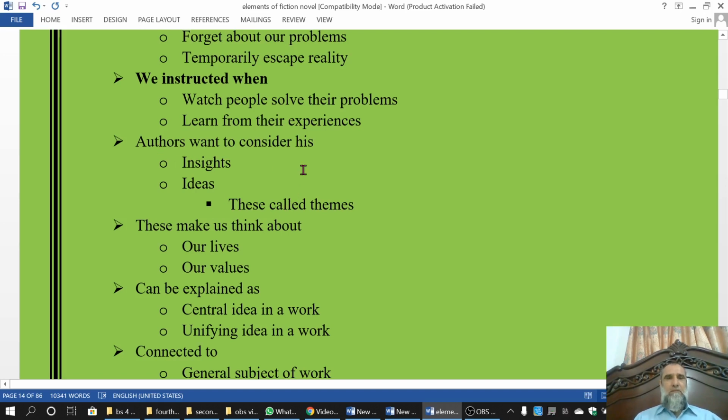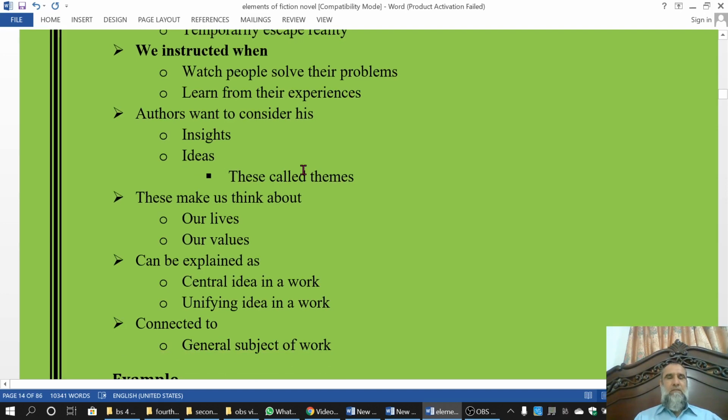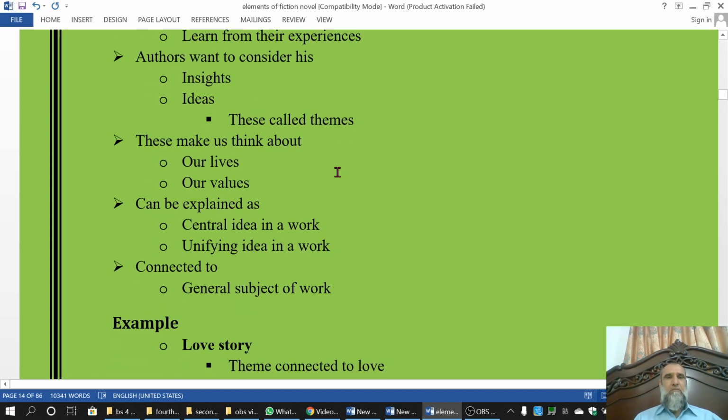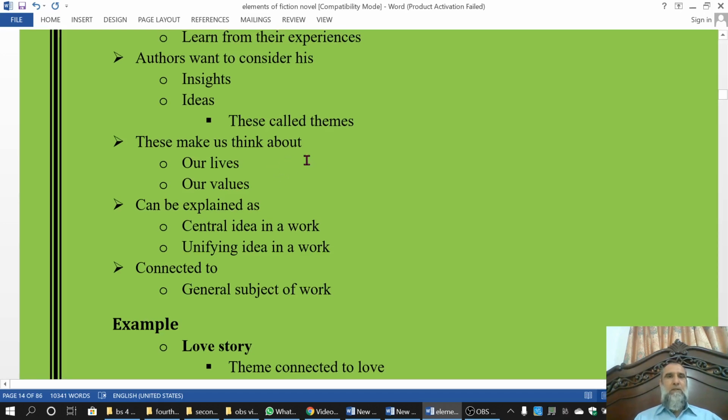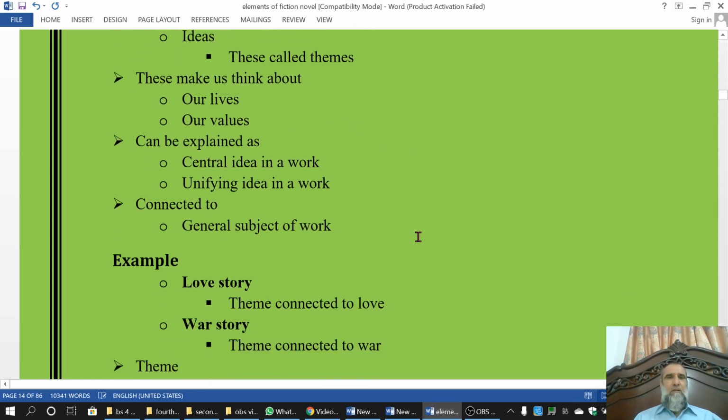The authors consider their thoughts, their insights, their ideas, and their insights and ideas are actually those themes. When we study them, when we read them, they make us think about our lives and our values. The theme can also be explained as the central idea in a work. It is also referred to as the unifying idea in a work because it unifies a work.